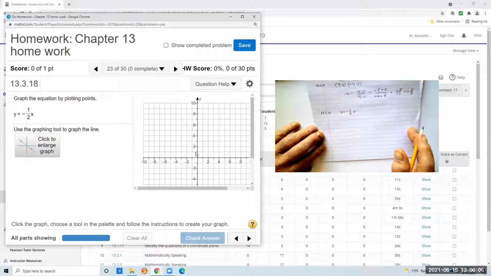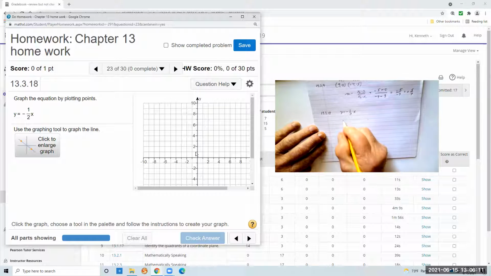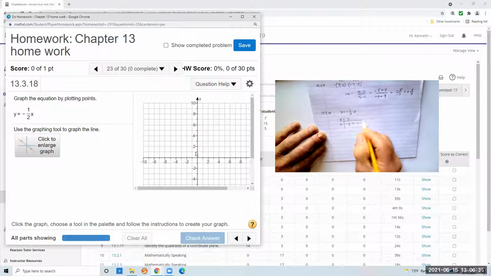This problem can be done either of 2 ways. It's saying graph by plotting points. So let's make a little chart. Let's pick an arbitrary value of x, but we want to pick multiples of 2. And the reason we want to do that is so that the y calculation is always a whole number. An easy value for x is usually x equals 0. So if x equals 0, plugging in 0, we have negative 1/2 times 0, which is 0. So the ordered pair is 0, 0.